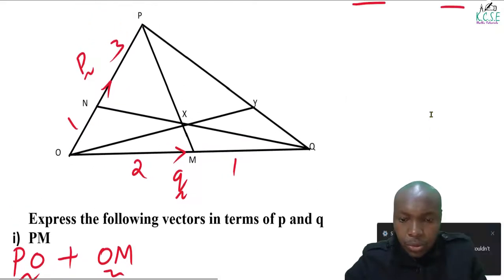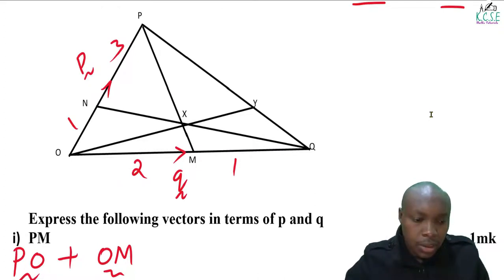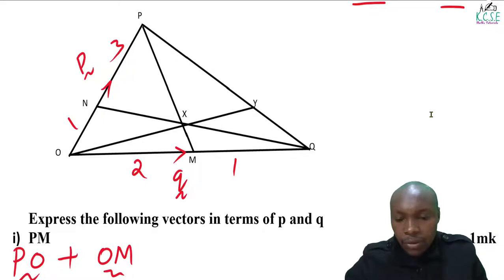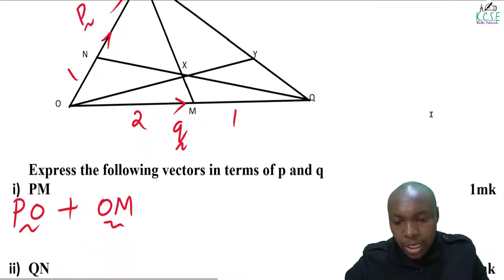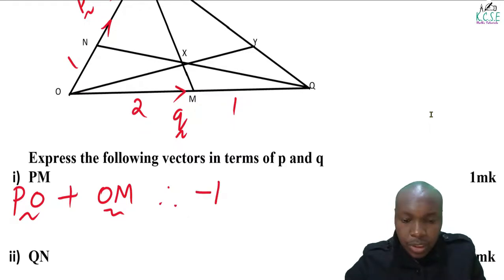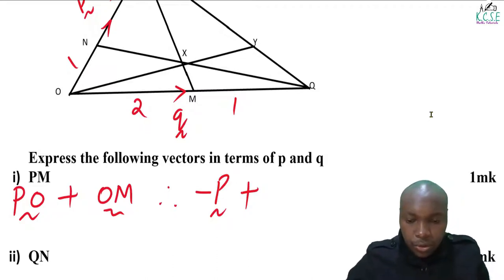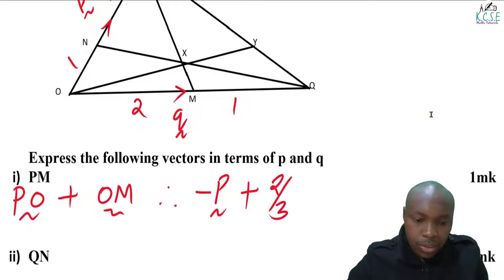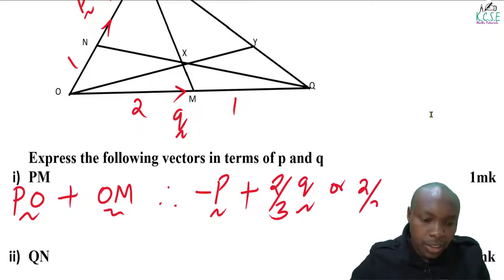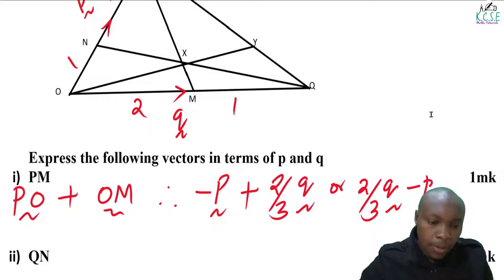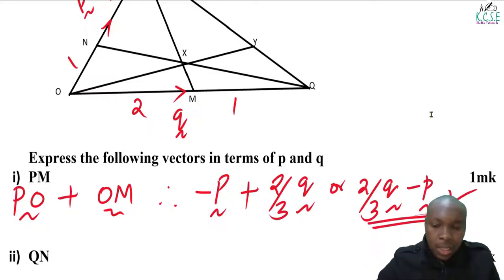So P to O, you can see we are moving in the opposite direction to the arrow, that is why I indicated the direction. So PO, since you're moving in the opposite direction, and you're given vector OP is P, that one will be negative P. Then plus OM, look at the ratio in which M divides OQ, 2 is to 1. So therefore OM will be 2/3 of that line Q. You can write it like that, or just 2 over 3 Q, minus P. So that is how we get vector PM.